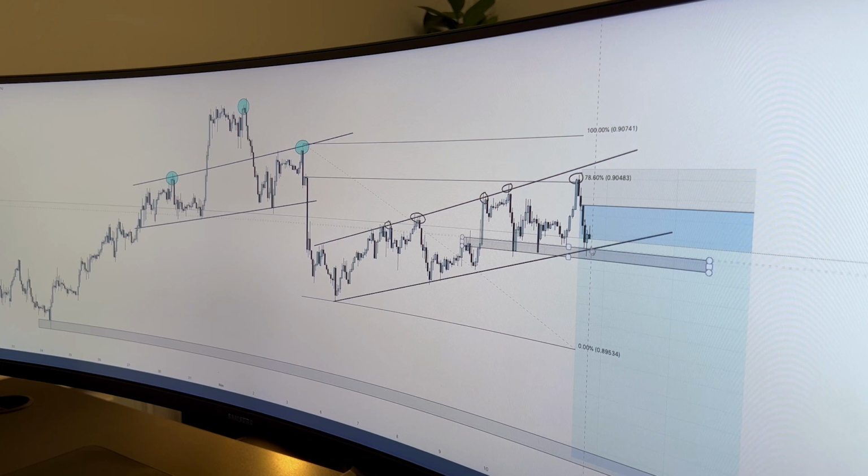Now, what have I done? I have trailed my stop loss to break even, just in case buyers do step into the market here and we do see that reversal and price goes bullish. We want to protect ourselves from that happening. So our stop loss has been moved to break even. So worst case, we end the trade with nothing.